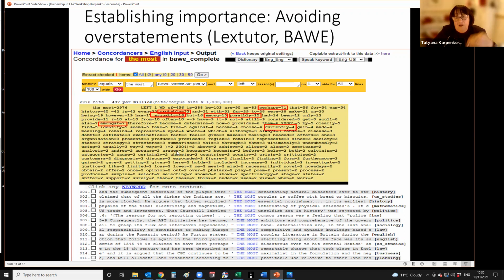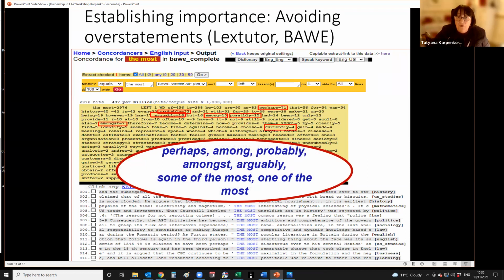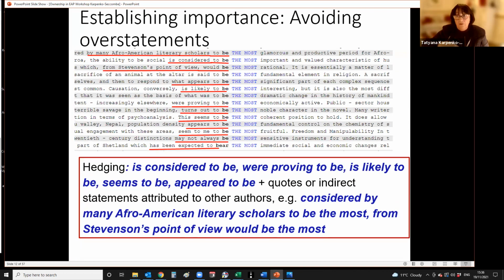So either here or looking through the concordance lines, you can see that there are words like perhaps, among, probable, probably, arguably, amongst, and so on. This tells students that the authors try to hedge these wide statements of the most, and they're all clustered quite high in frequencies there. Apart from these, there are also some of the most, one of the most. And if we scroll down a little bit, we can see verbal hedges there: appears to be the most, is likely to be the most, seems to be the most.